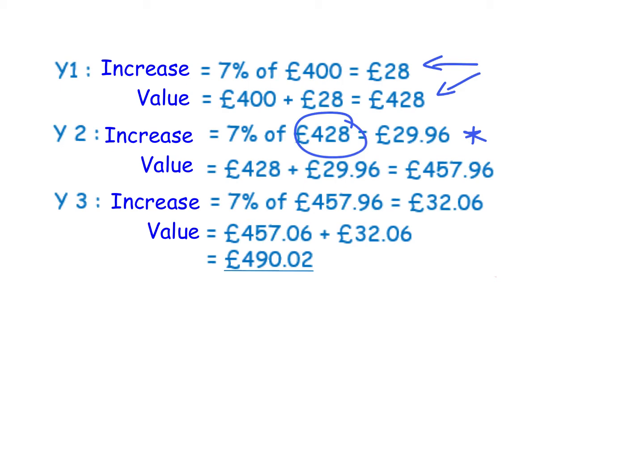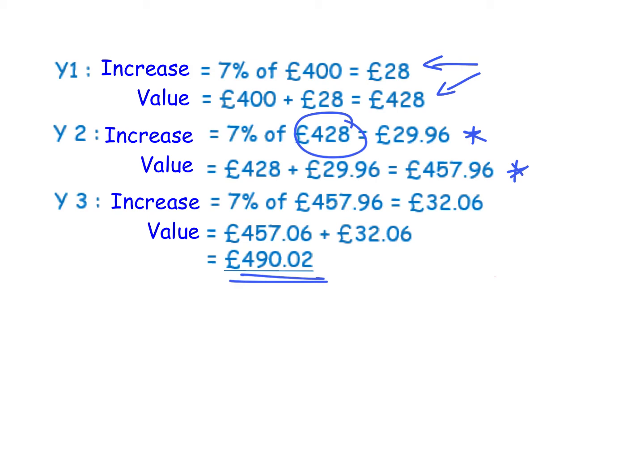So by the end of year 2, this clock is now worth £457.96. We do the same process again, find 7% of that new value. It goes up by £32 again, so again a slightly bigger increase. And then the final price of this clock is £490.02. Now that is an awful lot of working for 3 marks. You're effectively doing 6 sums there: a percent and add on, a percent and add on, a percent and add on. There must be an easier way to do this.